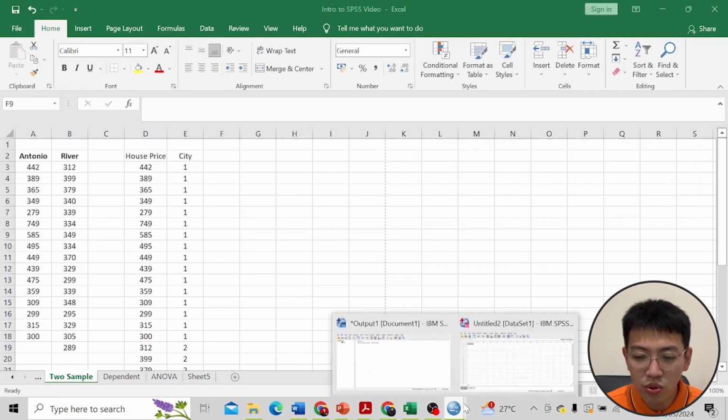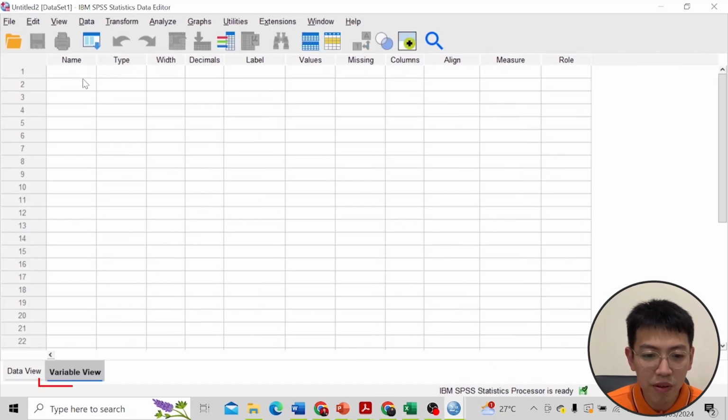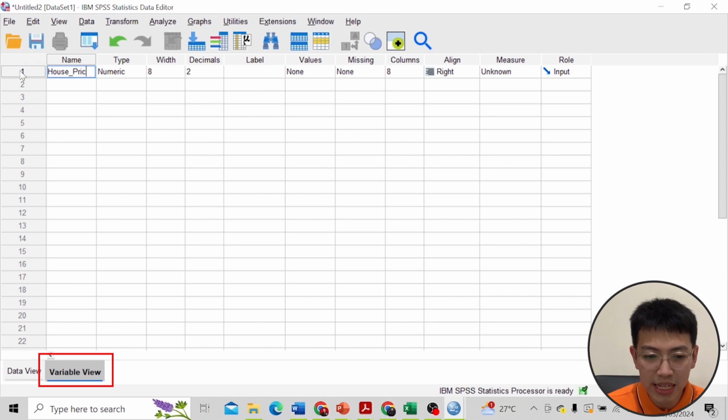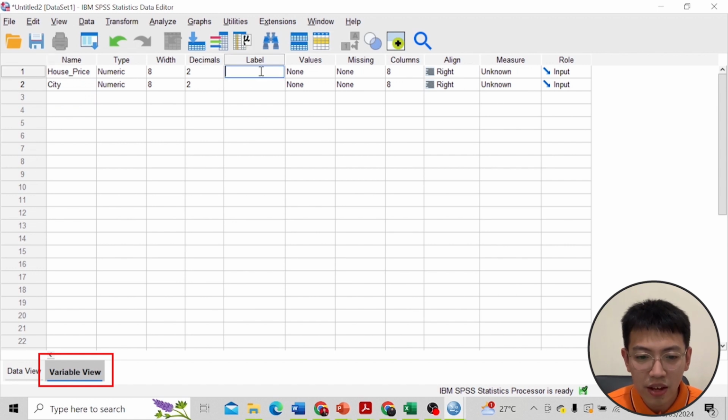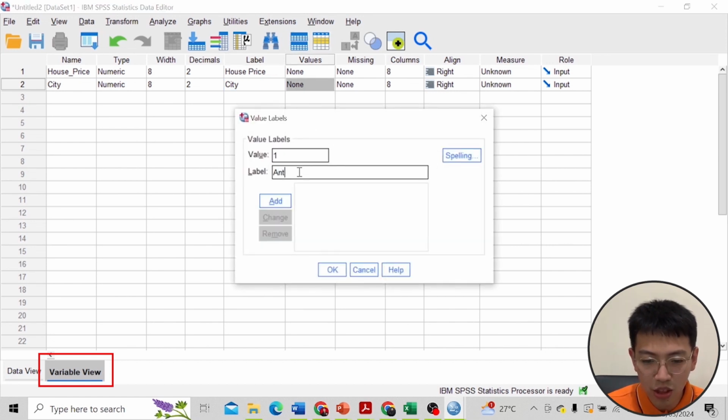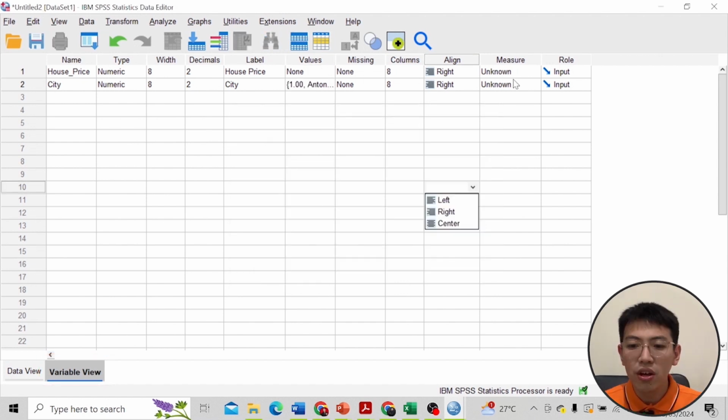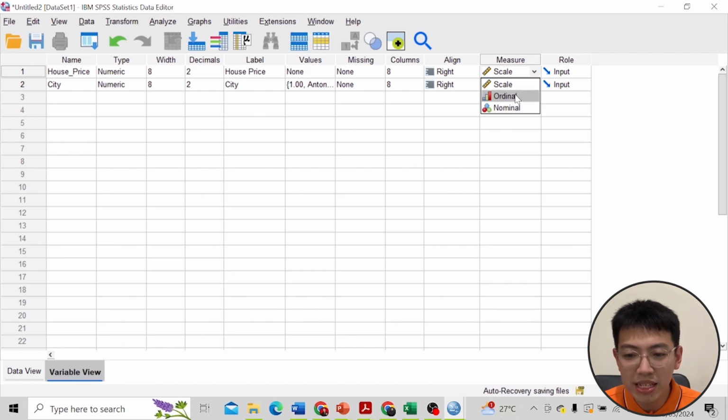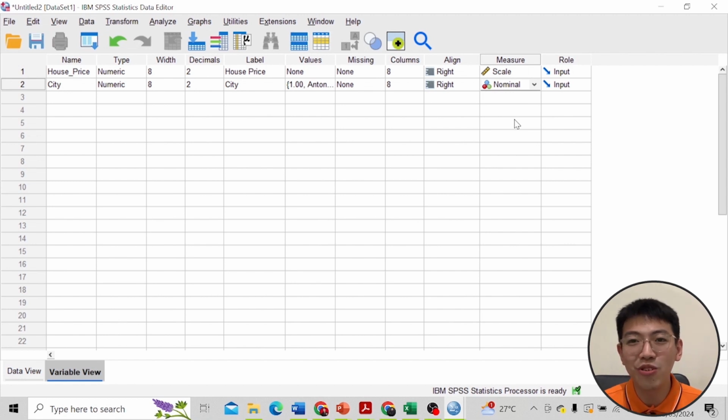Okay. Let's go to SPSS. In the variable view, this will be house price and then this will be city. Both are numeric. For the label, I will use house price and also city. And I put values here. 1 is Antonio and 2 is River. Okay, for the measure for the house price, yes, it is scale. For the city, it is nominal. Right? We cannot rank Antonio or River in order, and it is actually a categorical variable.